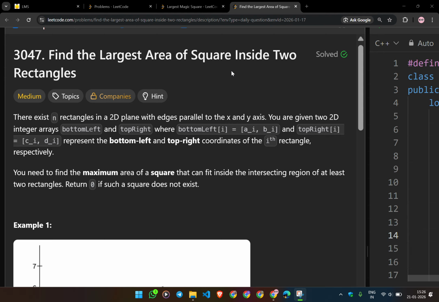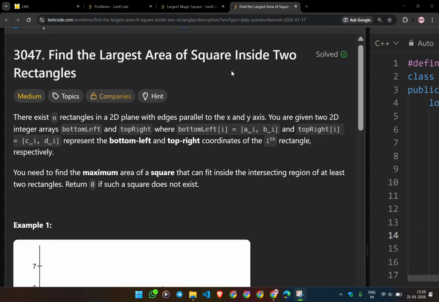You are given two 2D integer arrays, bottom left and top right, where bottom left of i denotes the bottom left coordinates of the ith rectangle, and top right of i represents the top right coordinates of that particular ith rectangle.